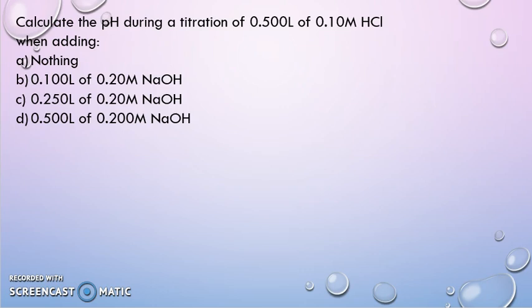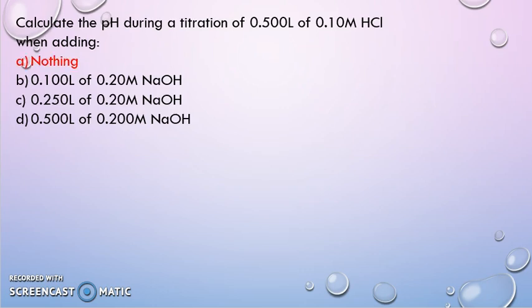Sample problem will usually start off very simply. Calculate the pH during a titration of 0.5 liters of 0.10 molar HCl when adding, and we have 4 stopping off points that we have to accomplish. Now again, this problem is really different because it's asking you to calculate the pH, not the molarity. Pretty good sign that it's this style of problem.